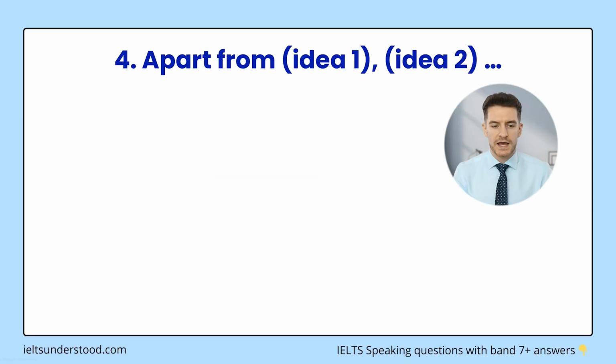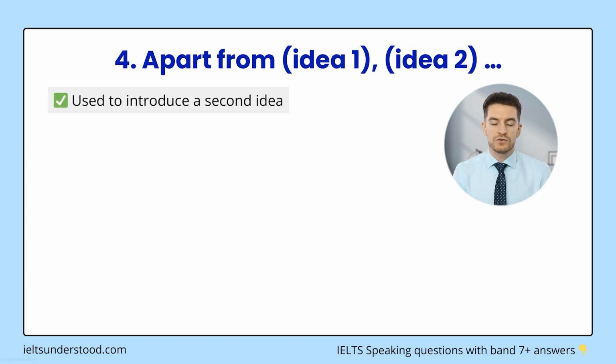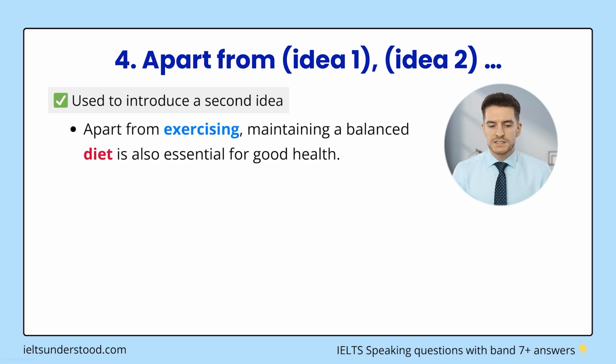So once and as soon as are great structures because they help you to talk about a sequence of things: what happens first and then what happens next. Let's move on to the fourth structure now, which is apart from idea 1, comma, idea 2. So we use this one to introduce a second idea. Pretty simple. So here's an example.